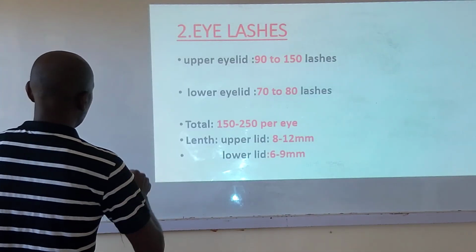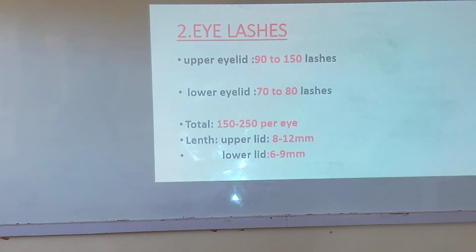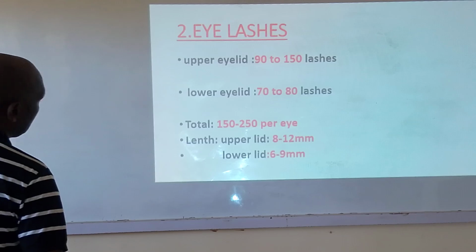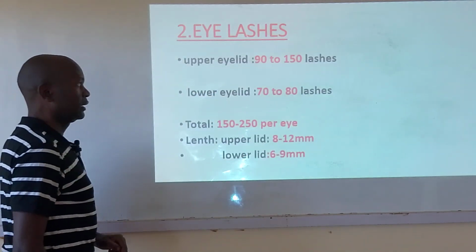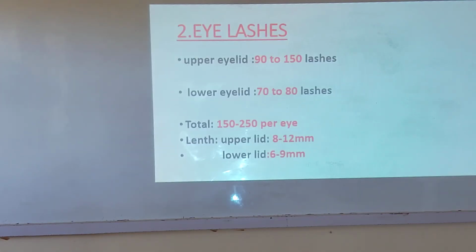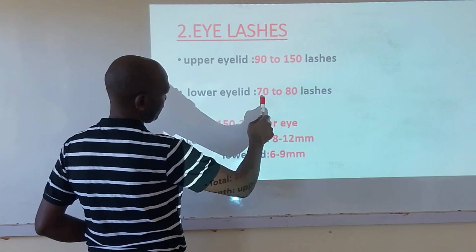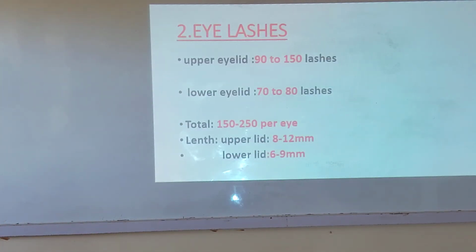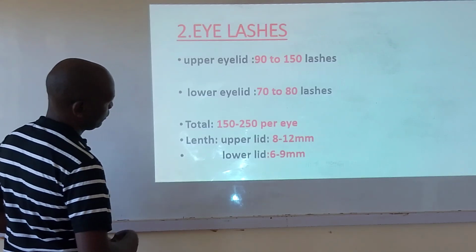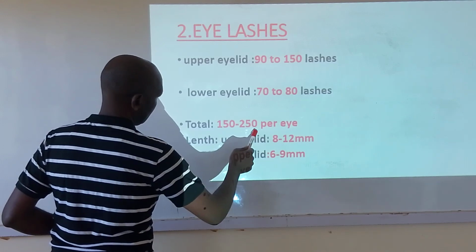So we want to look at some facts about eyelashes. The upper eyelid has about 90 to 150 eyelashes, while the lower eyelid is supposed to have 70 to 80 eyelashes. On one eye, that is the upper and lower, an individual is supposed to have around 150 to 250 eyelashes.